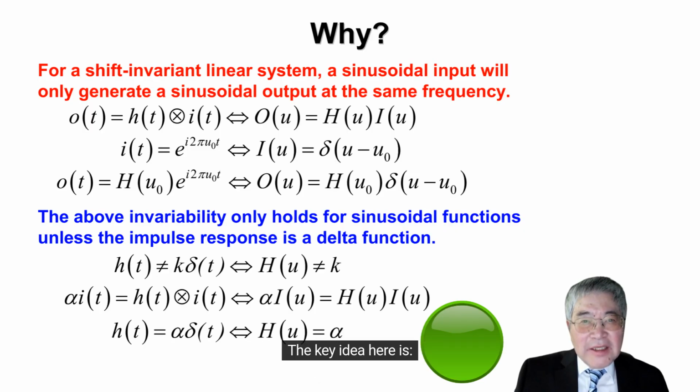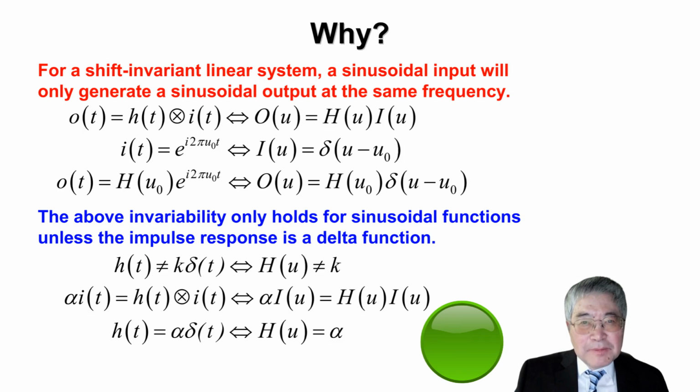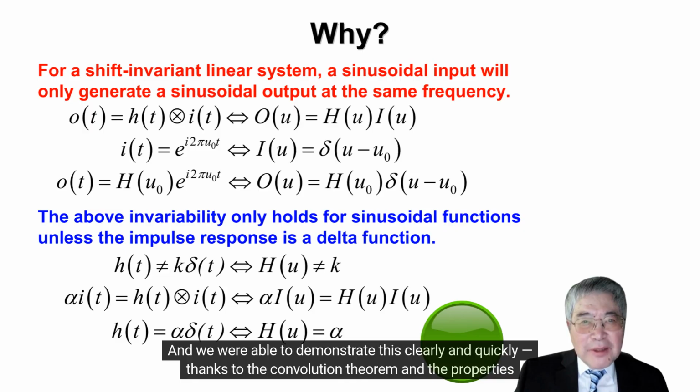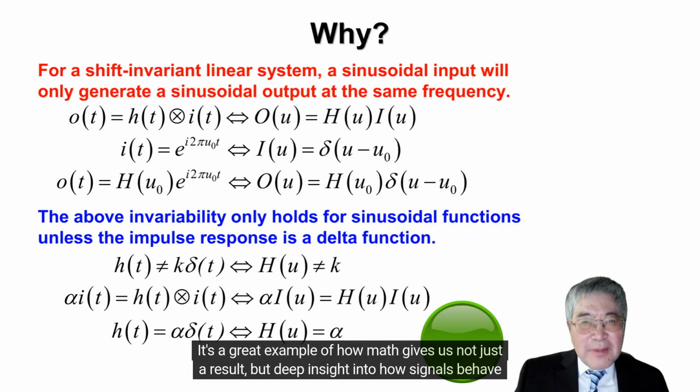The key idea here is the frequency doesn't change. No new frequencies are generated. The output stays sinusoidal if the input was sinusoidal. This confirms that a shift-invariant linear system preserves frequency when the input is a pure sinusoid. And we were able to demonstrate this clearly and quickly, thanks to the convolution theorem and the properties of the Fourier transform. It's a great example of how math gives us not just a result, but deep insight into how signals behave in systems.